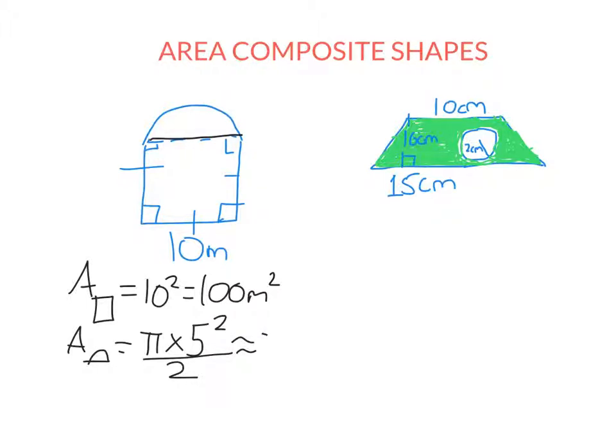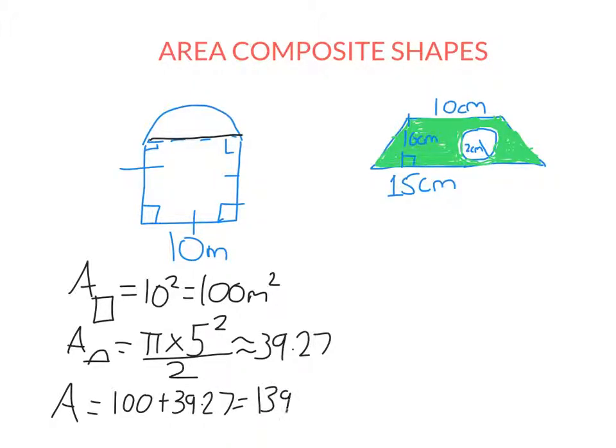It's 39.27. So therefore, the total area of this shape, you just add them together. 100 plus 39.27. And I get 139.27. It's meters squared.